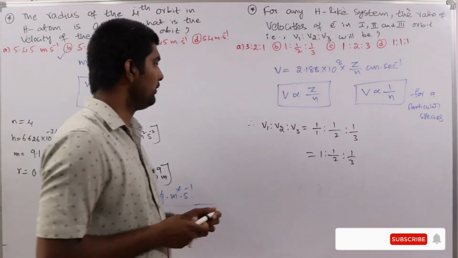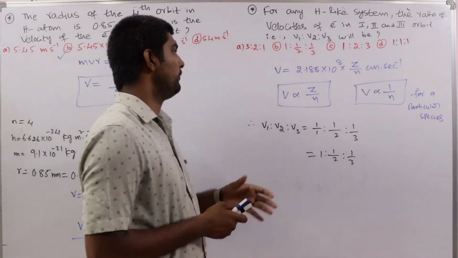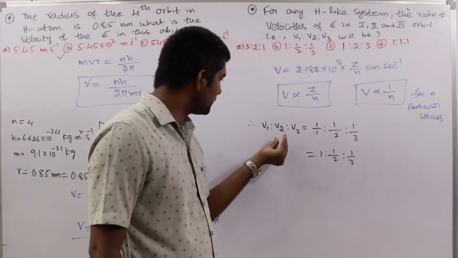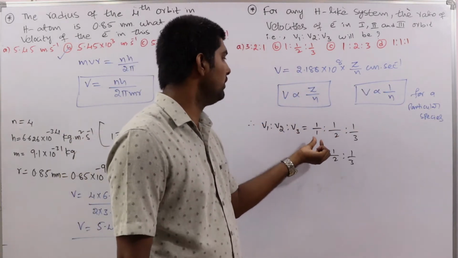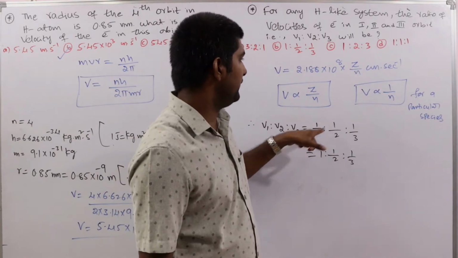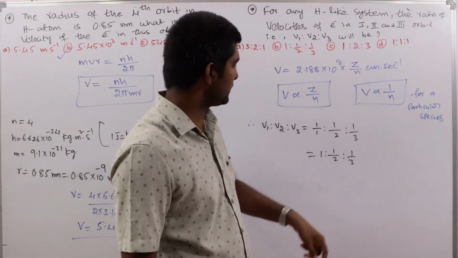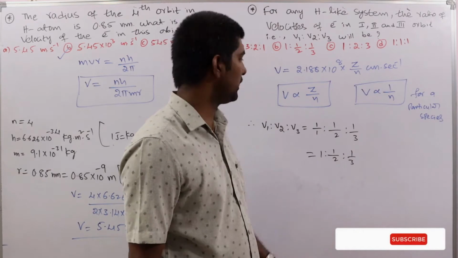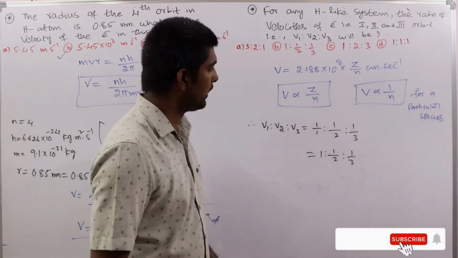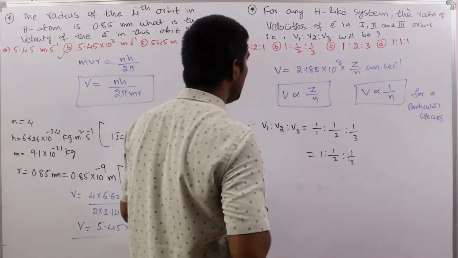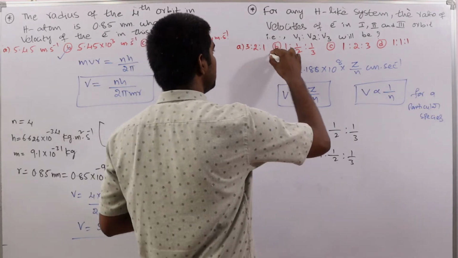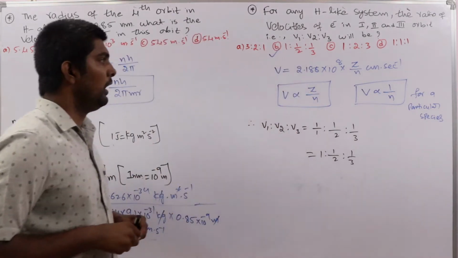So now here, if you take the ratio from this relation, we get V1 : V2 : V3 is equal to 1 by 1, where n is equal to 1 for the first orbit, n equal to 2 for the second orbit, n equal to 3 for the third orbit. So finally here we have the answer: the second option is the answer.